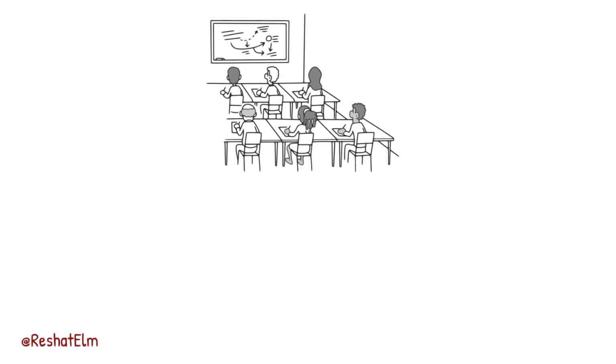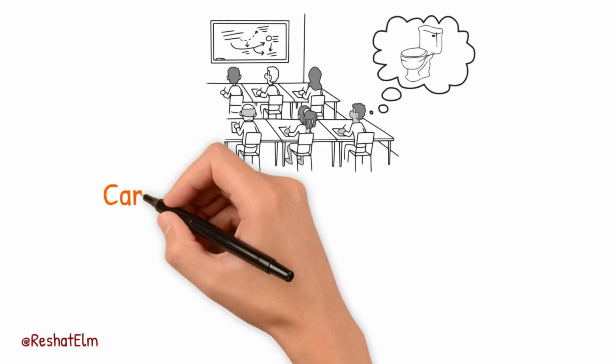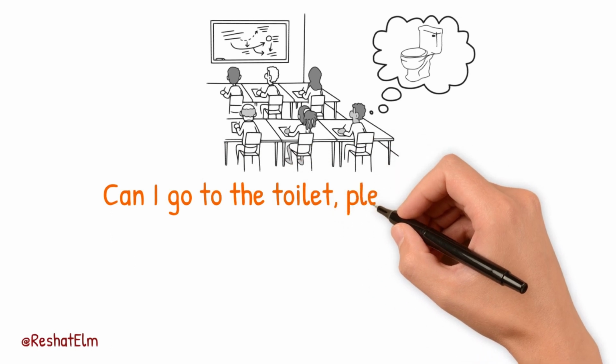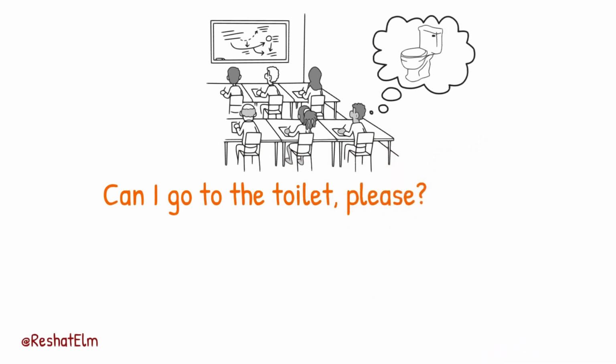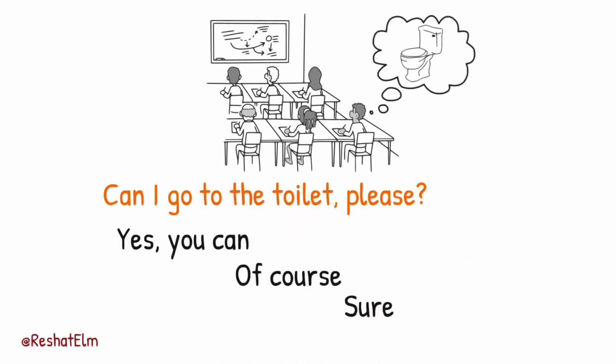By the end of this video, don't forget our little boy in the class. He needed the toilet and we need to help him. Okay, little boy, to take someone's permission, you can use the grammar can. Can I go to the toilet, please? Say it now. Can I go to the toilet, please? Yes, you can. Of course. Sure. Go ahead.